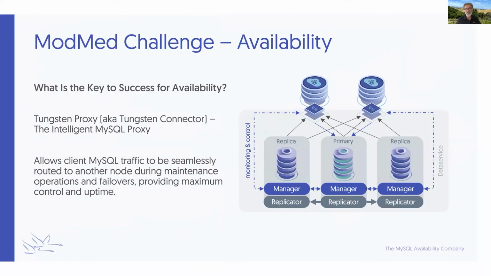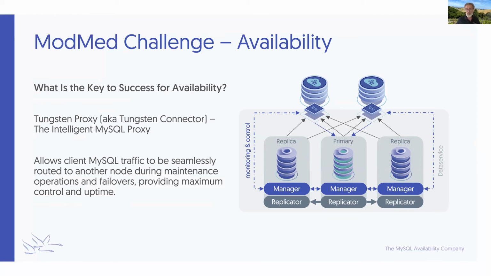How do we solve the availability problem? The Tungsten solution has three key components: the Tungsten Replicator, Tungsten Manager, and Tungsten Connector, as we call it. It's effectively an intelligent MySQL proxy. The key in many ways is at the connectivity level. The Replicator keeps all these replicas in sync, so the primary obviously gets the updates and the replicas are just a few updates behind, so that they're up to date.